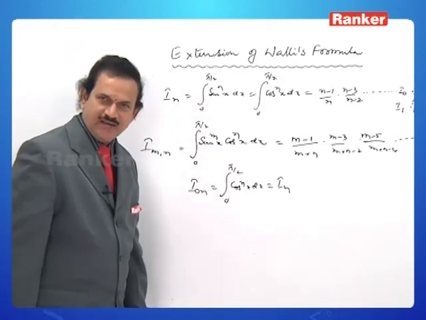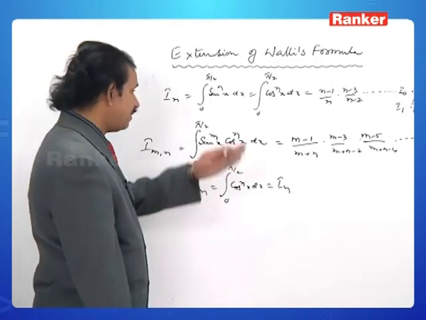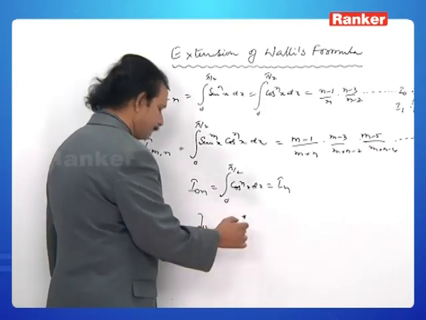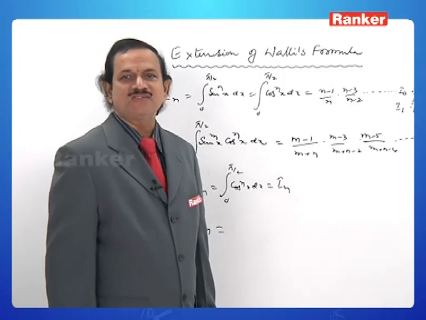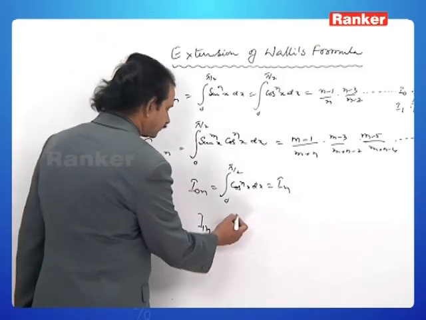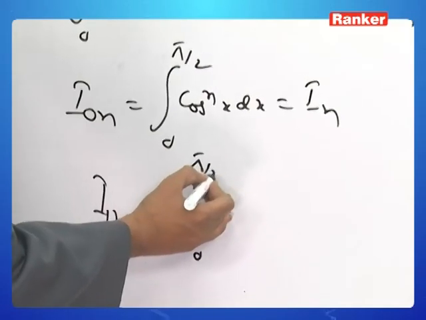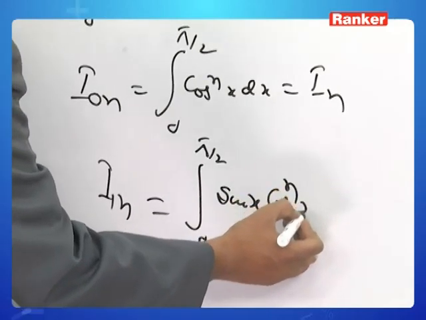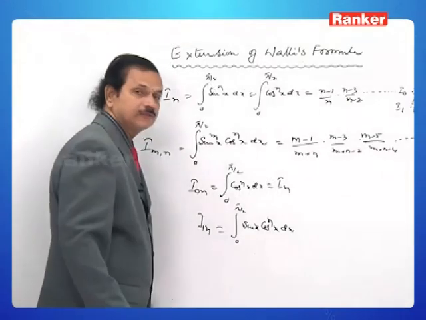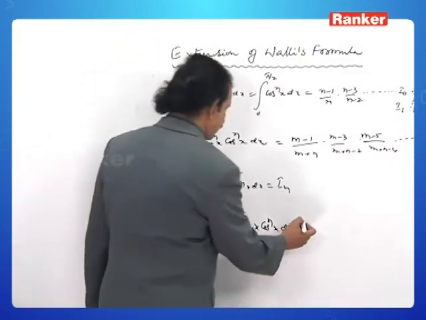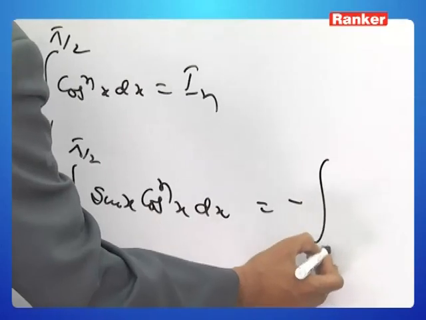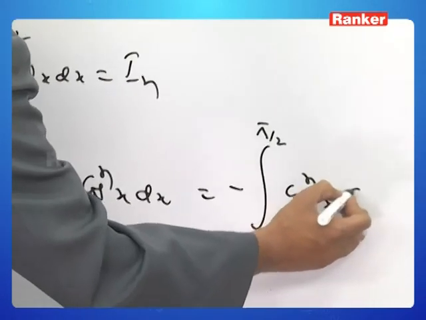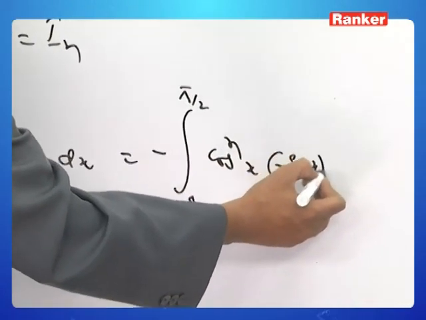This is about I0n. Well, what happens in the case of I1n? It is also to be known, isn't it? What is I1n? Integral 0 to pi by 2 sin x into cos^n x dx. I like to write minus integral 0 to pi by 2 cos^n x into minus sin x dx.